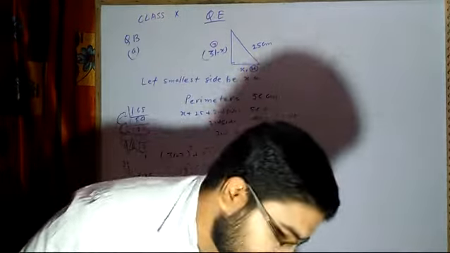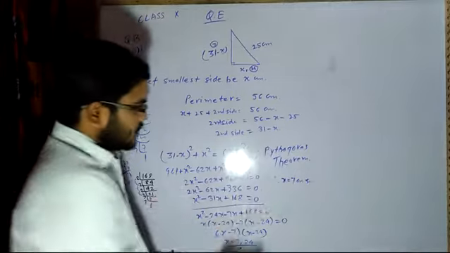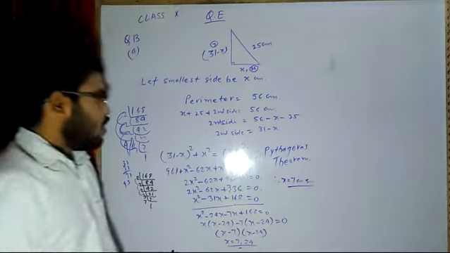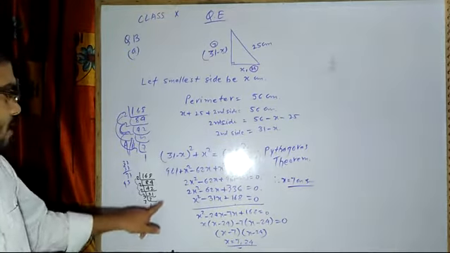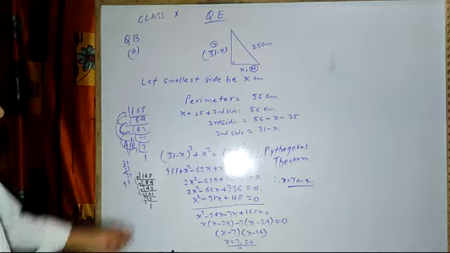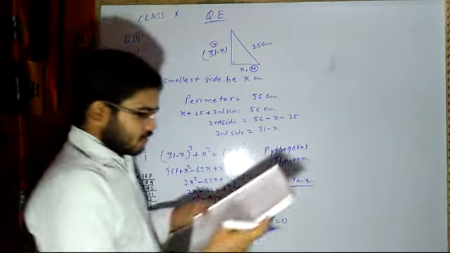This is what we have to find, the smallest side. Correct? The smallest side is equal to 7. I hope no problem. In breaking this, I had made a mistake. Not a mistake, actually just lack of concentration, I would say.